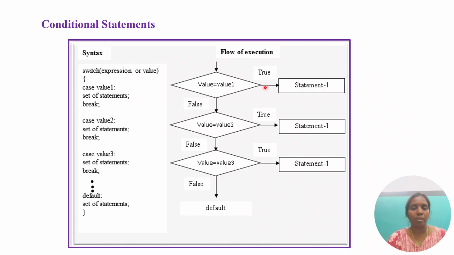This is a flowchart showing: if value equal to value 1, statement 1; value equal to value 2, statement 2; value equal to value 3, statement 3, and so on. This is the flowchart of the switch statement.